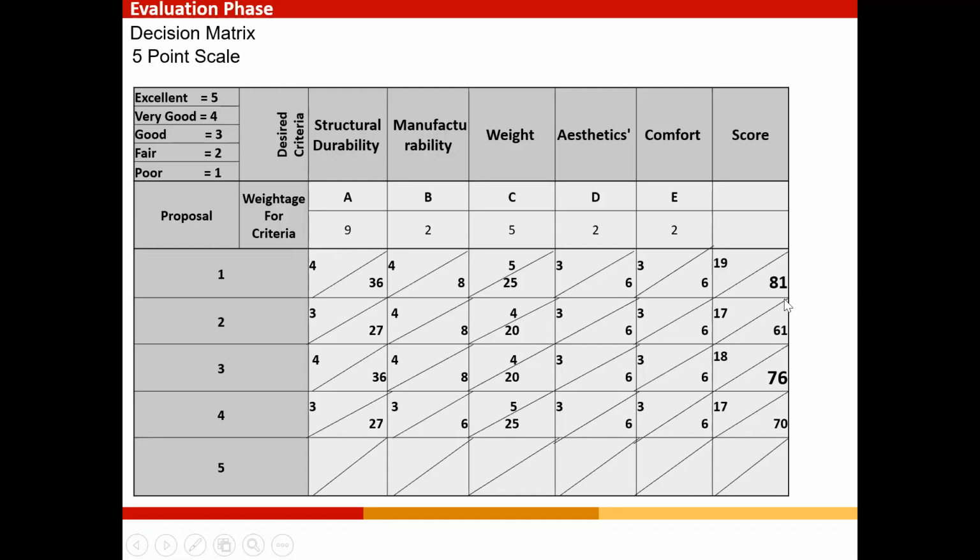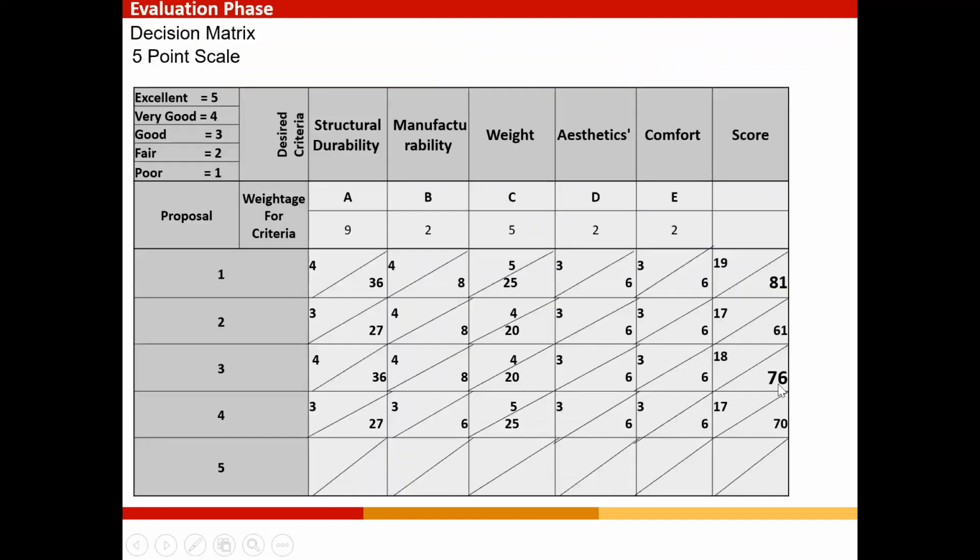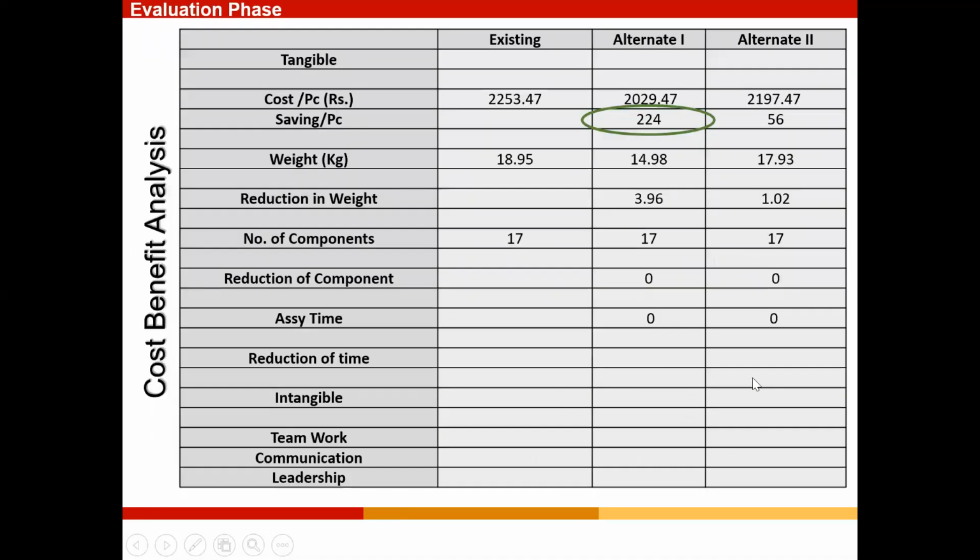So I'm going to get the ideas which are best based on the rankings. So they have found 2 alternatives, 81 and 76, as the best alternatives, and for the first alternative, you're going to get 224 rupees savings. So as I said initially, the cost of the existing product is 2,253. Whereas if they go with idea number 1, they're going to get 224 rupees saving. And if they go with alternate number 2, they're going to get 56 rupees savings. These are the analyses they have done in the evaluation phase itself.